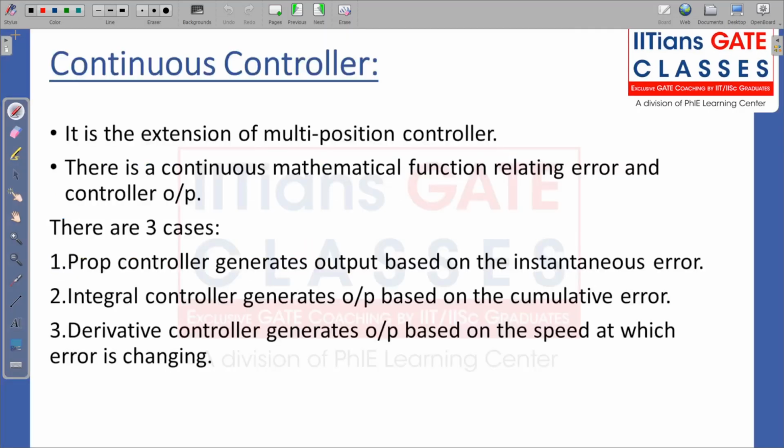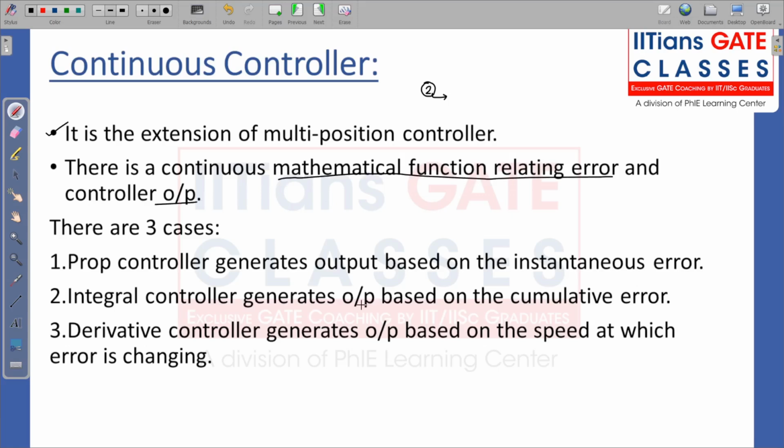So what is a continuous controller? A continuous controller is actually the natural extension of the multi-position controller. Here the control action is a continuous function of time. Like in on-off control, we have only two positions in which our controller can operate, but in a continuous controller, it can operate in multiple positions such that when we include all the positions, it is actually a continuous graph. So there is a smooth linear relationship between the controller and the error, or I can say there is a continuous mathematical function relating the error and the controller output.